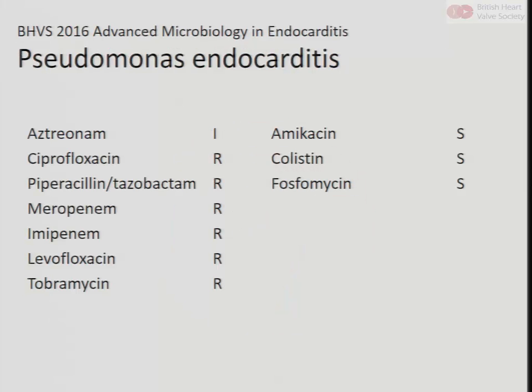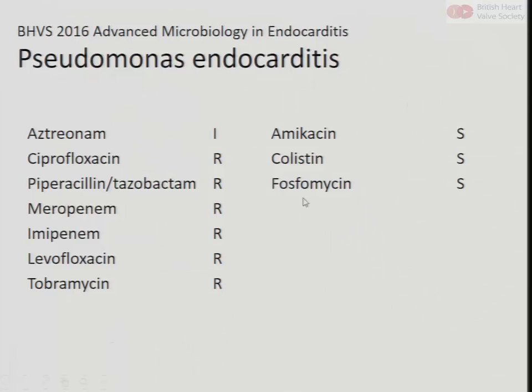Usually we test Pseudomonas aeruginosa in our lab to aztreonam, ciprofloxacin, piperacillin-tazobactam, meropenem, sometimes gentamicin. I don't know if that alarms you, but it certainly alarmed me. So this is a multi-resistant organism.